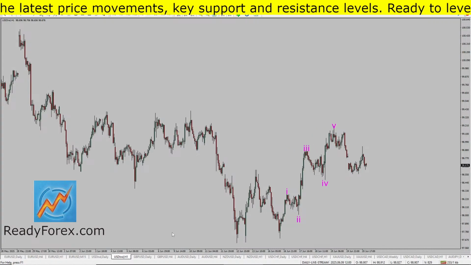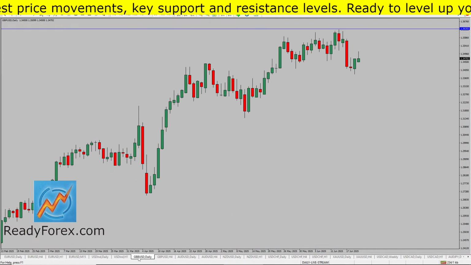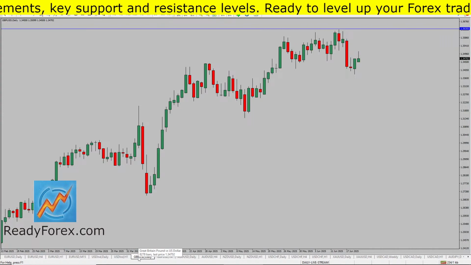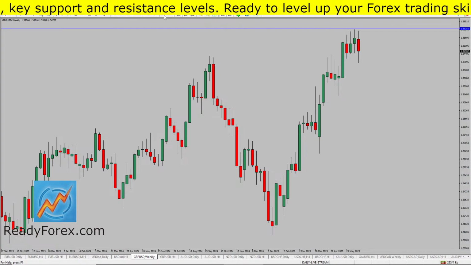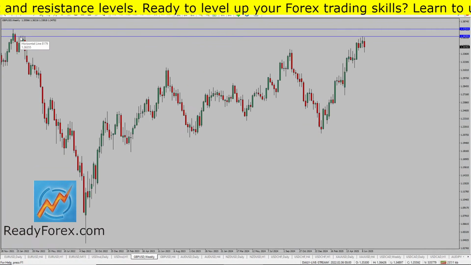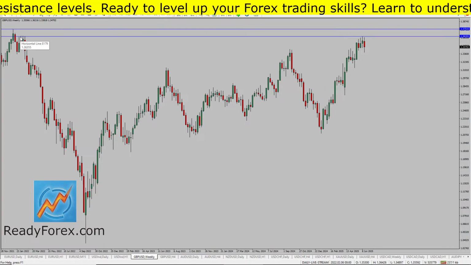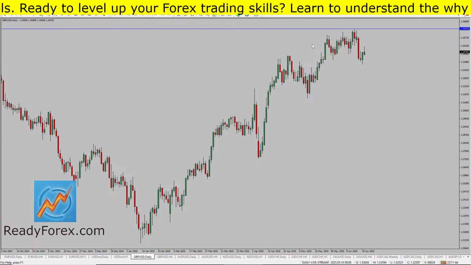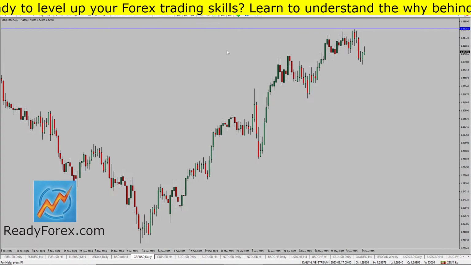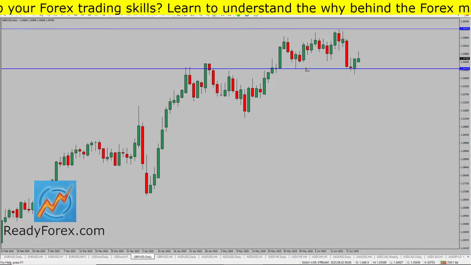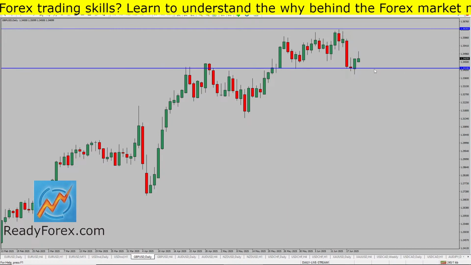Next, let us take a look at the GBPUSD currency pair. If you check out the weekly time frame, there is a resistance level right over here. So the way I see it, the market is trying to fall down, trying to break below. Now we have the support over here. Here's the level.